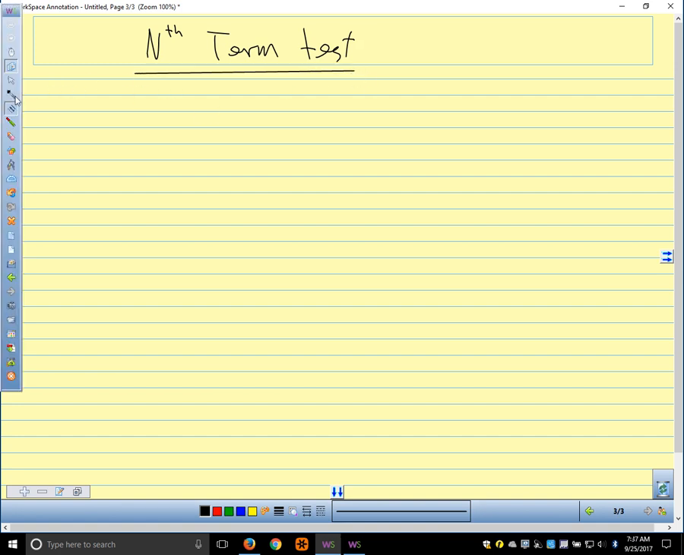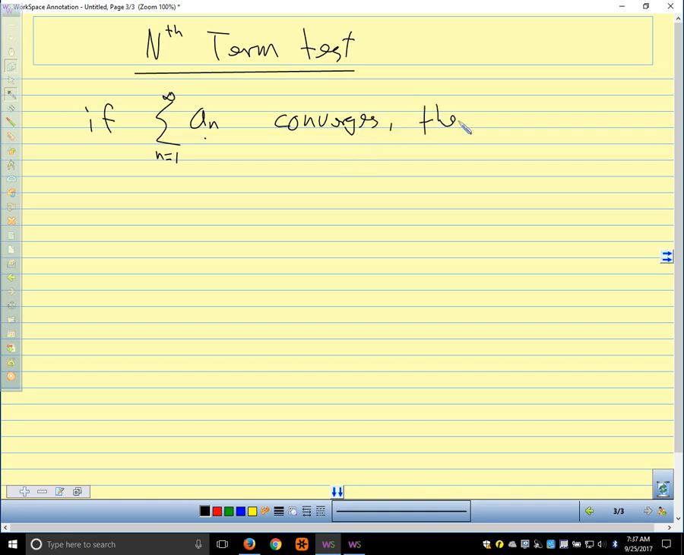The nth term test is a nice one, but it's one that we have to be very careful with. So the nth term test: if the sum from n equals 1 to infinity of a sub n converges, then the limit as n approaches infinity of a sub n equals 0. If the series converges, the nth term has a limit of 0. And this is really easy to see, so I'm going to say why.